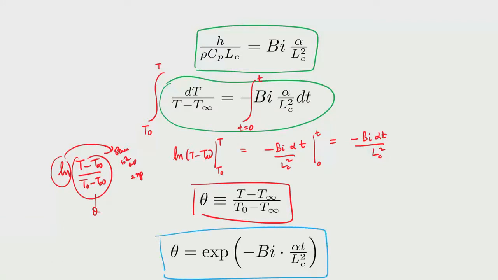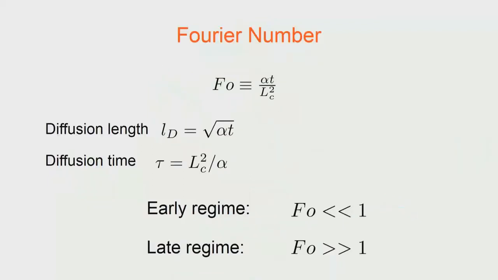Which means our solution is now looking quite nice. It looks like this. Okay, theta on the left hand side is equal to exponential of minus Bi into alpha T by Lc square. Now, you could also see from here that alpha has units of meter square second inverse, t has the units of seconds, Lc square has the units of meter square. So, this is non-dimensional, which means that this quantity could also be a number. So, we need to find a name for that, and that is what we call a Fourier number. Okay, so, Fourier number is defined as alpha t by Lc square.